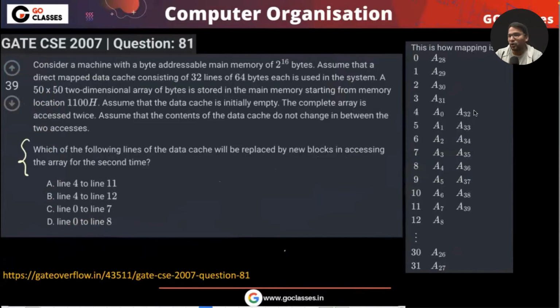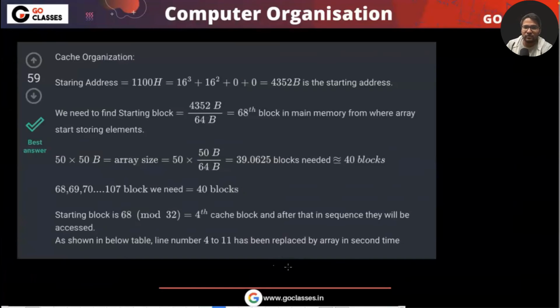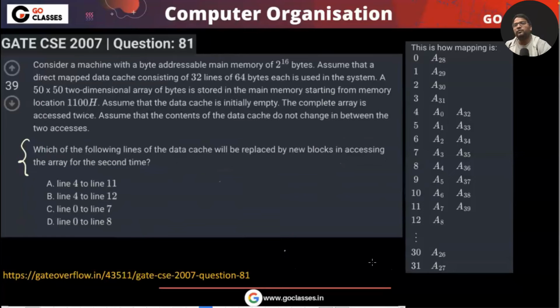See, everything will not get replaced. These will get replaced with A0 to A7 again, and then again A32 to like this. So which are going to get replaced? I think line number 4 to line number 11, right? So I think A is the correct answer here. It is not written, but yes, A is the answer. Okay, 4 to 11 was replaced. This question was asked in GATE 2007.